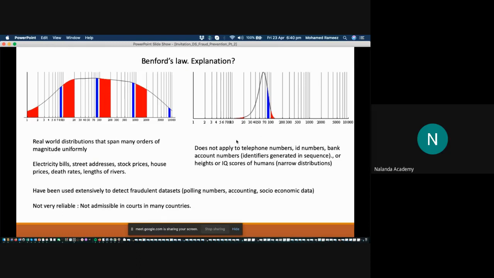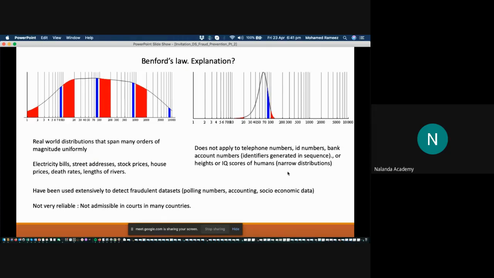For example, Benford's law does not apply to telephone numbers. It does not apply to ID numbers, your Aadhaar card numbers, because these are sequential numbers that are assigned to entries. It will not apply to bank account numbers. It also does not apply to the heights of human beings, because they do not span orders of magnitude. Everyone is roughly between 130 and maybe at most 220 centimeters. I don't think anyone is actually 220, but I'm being very conservative. So it spans just a factor of 2. It does not span many orders of magnitude.